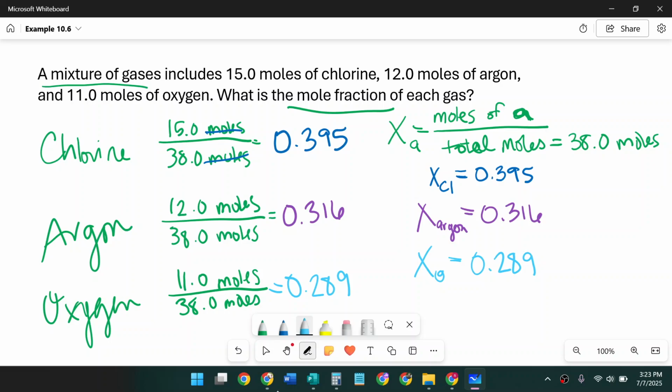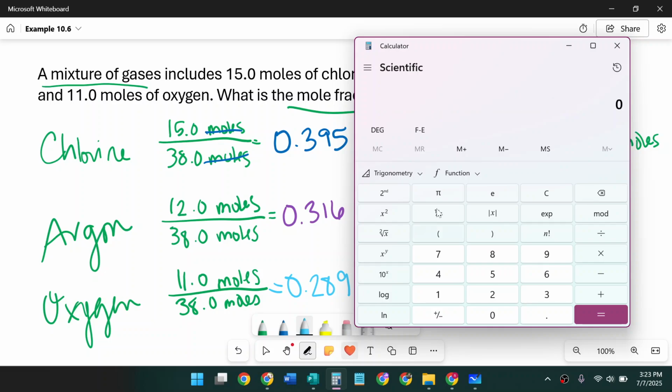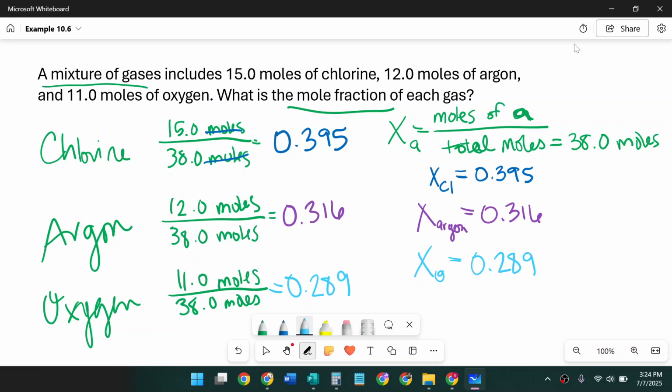And if we add these together, we should get something pretty close to 1. So let's do this. 0.395 plus 0.316 plus 0.289. And it equals 1. And it could be that it might be slightly off because of the way we rounded with the significant figures. There's always an error in that last significant figure. So if we round, we might get like 0.998 or 1.002.